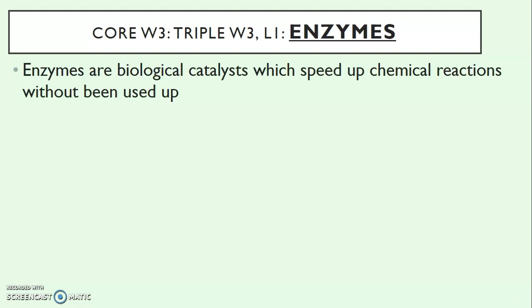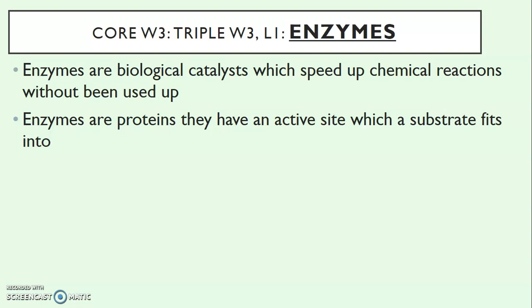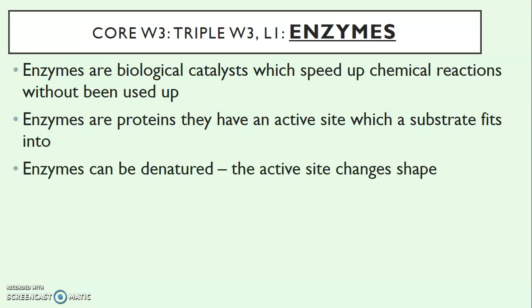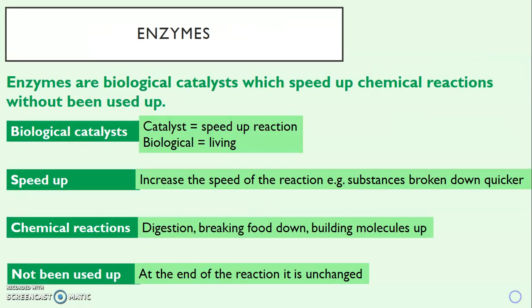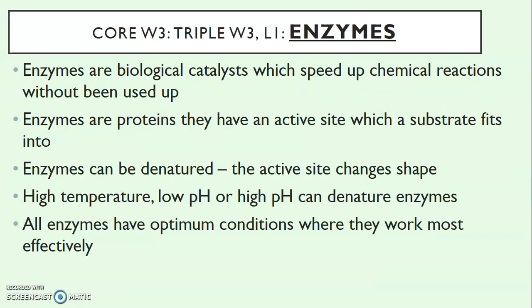What we need to know is we need to have a definition of enzymes. So they are biological catalysts which speed up chemical reactions without being used up. We need to know what they are, and you need to be able to explain their active site which their substrate fits into. You need to be able to describe how they can be denatured, which is when the active site changes shape. And then you need to know what can denature enzymes, so high temperature, low pH or high pH. And then finally, you need to be able to state that all enzymes have optimum conditions where they work most effectively. So let's start with this definition for enzymes.